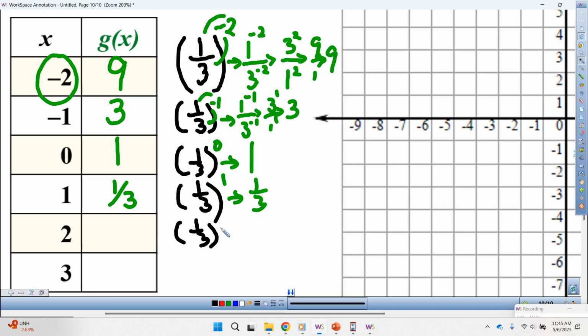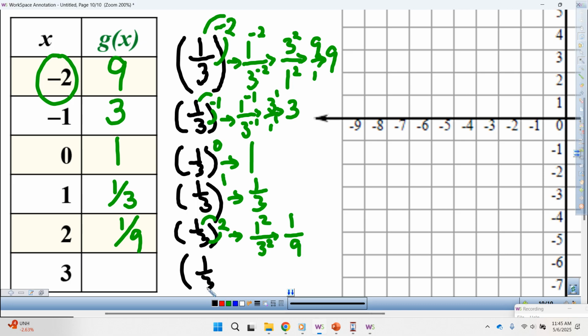1/3 to the second power. Distribute, we end up with 1 to the second over 3 to the second. They're both positive, so this is 1/9. 1/3 to the third power. Distributes. This is 1 to the third over 3 to the third, which is 1/27.